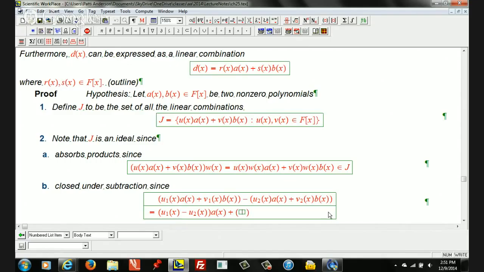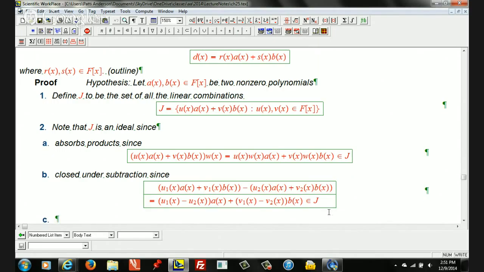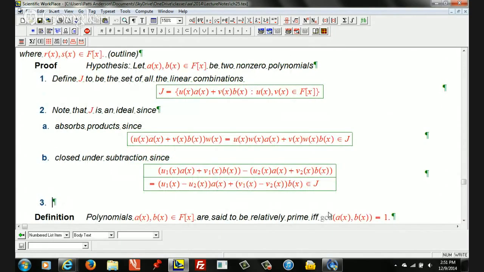So then v1 minus v2, v of x, which is in J. So J is an ideal. That was one sentence. And then they write it as generated by d of x. Why? Isn't that our first thing we did? Every ideal of F[x] is principal.